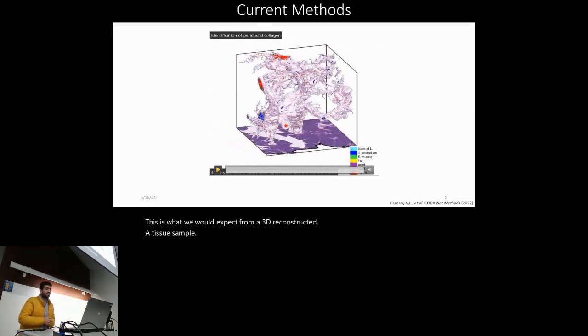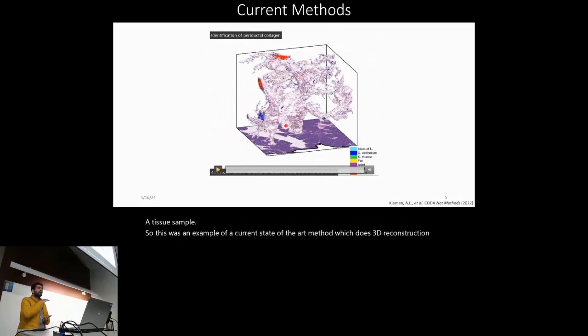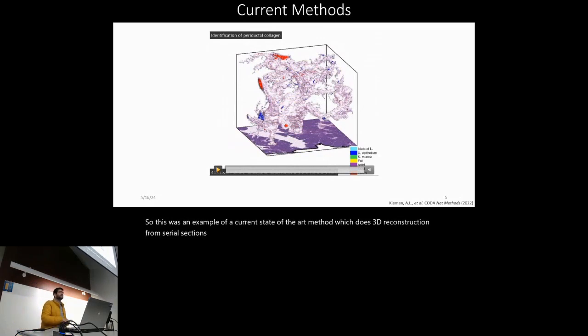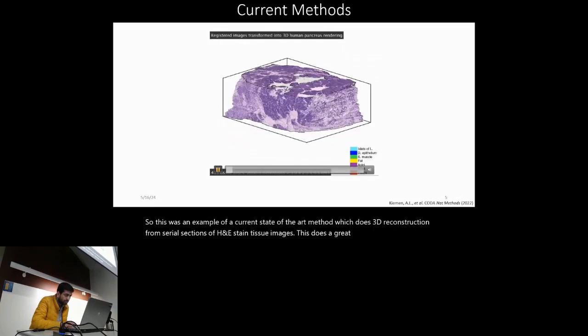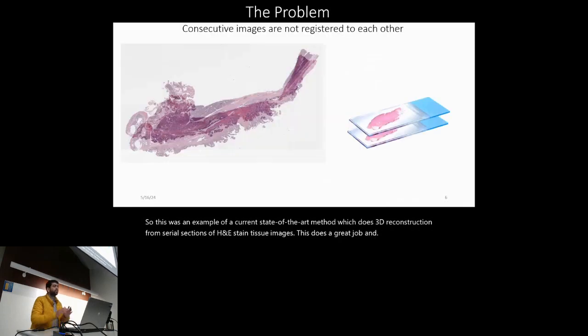So this was an example of a current state-of-the-art method which does 3D reconstruction from serial sections of H&E stained tissue images. This does a great job. And what it's doing is aligning the serial sections of images.